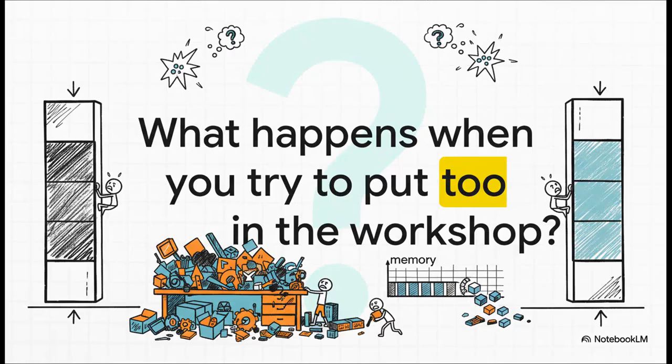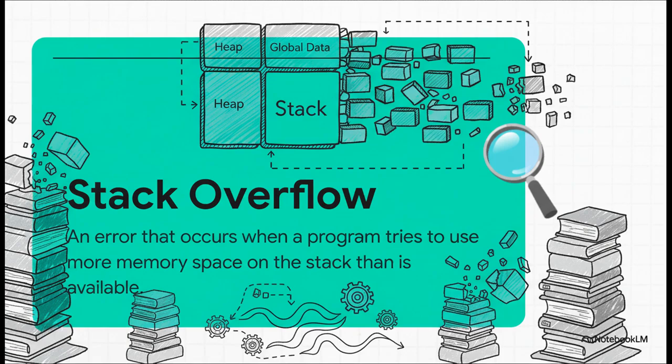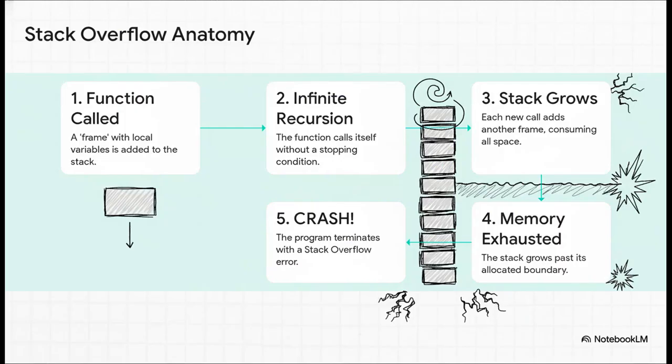Which, of course, leads to a very important question. You've got these two powerful forces growing and shrinking inside a limited space. What could possibly go wrong? You've probably heard of this one. Yep, a stack overflow. And no, it's not just a handy website for getting answers. It's a real and really common program-ending crash that happens when the stack simply runs out of room. So here's how it goes down. The classic example is infinite recursion.